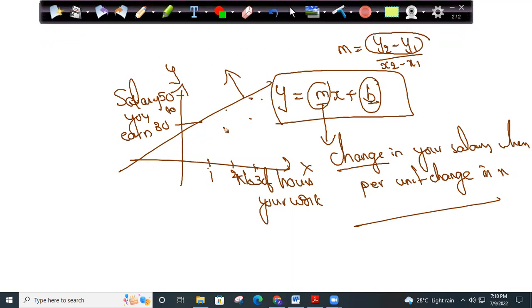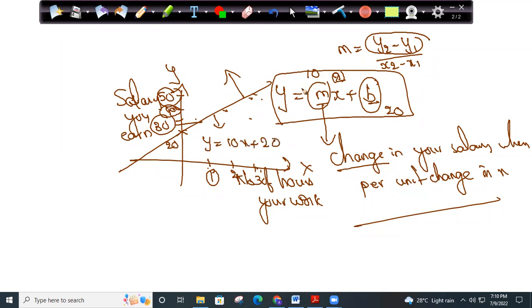So suppose when I'm working for 1 hour, assume my salary is $30. When I'm working for 2 hours, my salary is $40. When I'm working for 3 hours, my salary is $50. So for every 1 hour of working, my salary is increasing by $10. So the slope should be 10. The equation is 10x plus b. Let b be 20. If I work for 1 hour, I'm going to get $30. If I work for 2 hours, $40. If I work for 3 hours, $50. So the equation of this is y equals 10x plus 20.